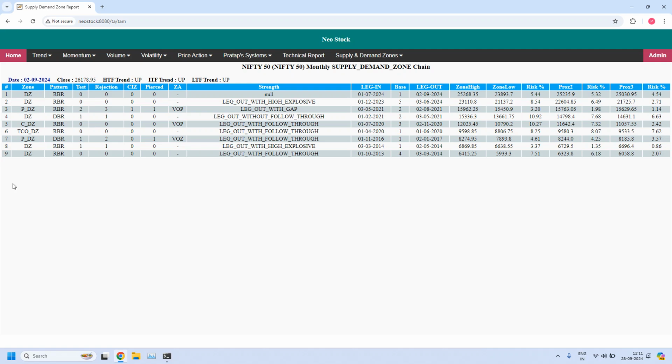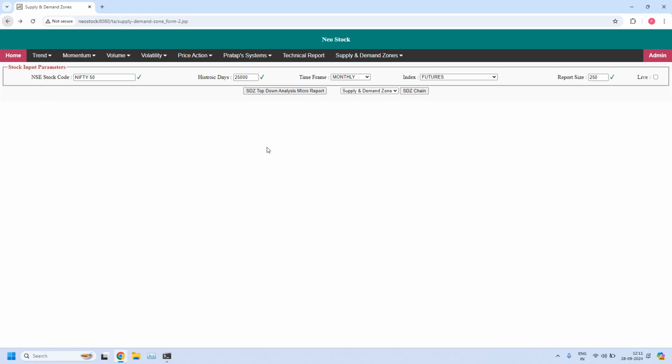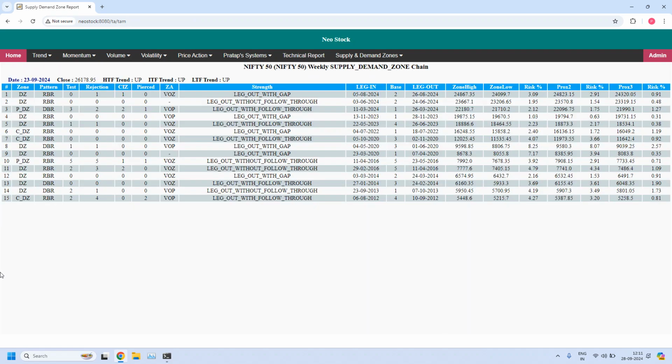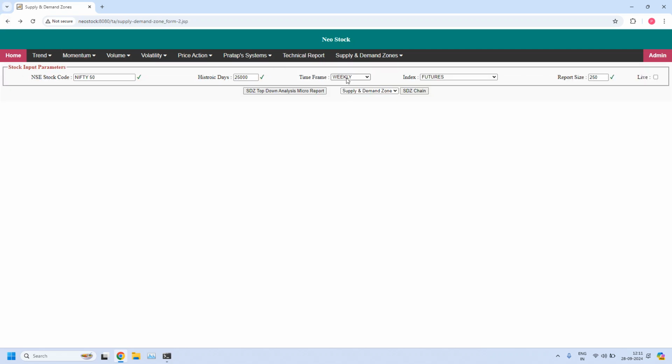So you need to pause the video each time when I am shifting from one time frame to another time frame to study your supply demand zones. Okay, the next time frame is weekly. I am generating weekly supply demand zone chain for NIFTY. Okay, the next time frame is daily, generating daily supply demand zone chain for NIFTY.